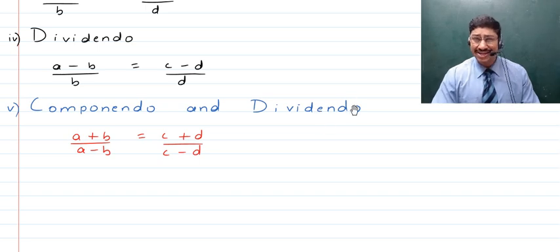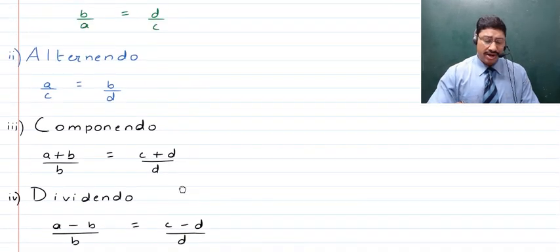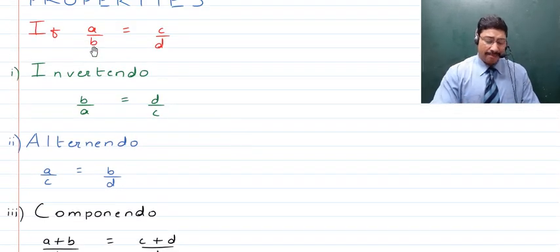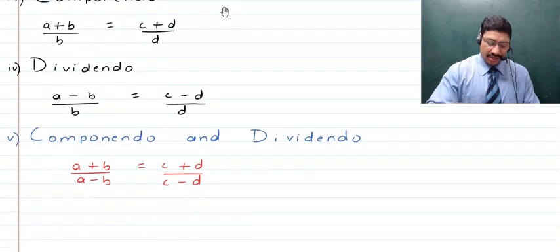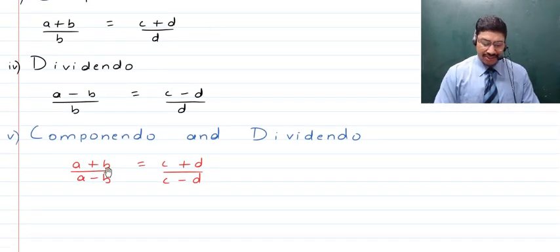Lastly, when we combine the last two, we call it componendo and dividendo. This is quintessential in doing the sums on proportion. And here we have A plus B upon A minus B equal to C plus D upon C minus D, where you already had A upon B equal to C upon D. Now if you watch it carefully, here what is the numerator? A. What is the denominator? B. So here, what have we written? Numerator plus denominator upon numerator minus denominator.